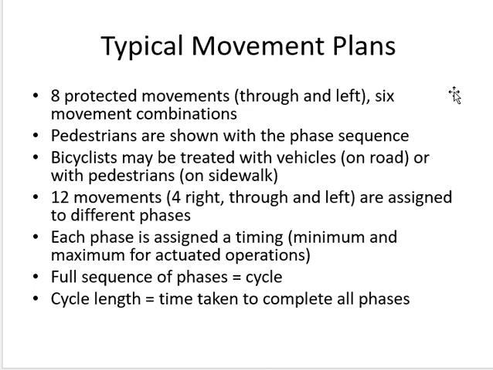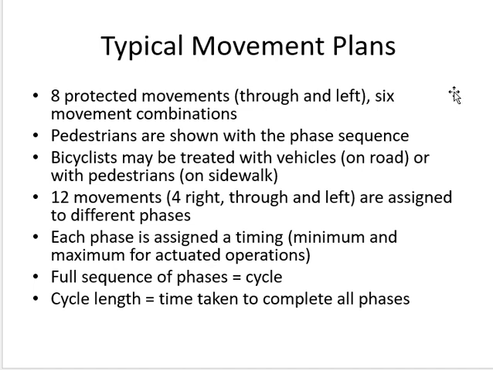You can have 12 movements which are assigned to the phases. Each green phase, each green time, can have some of these 12 movements, right, through and left. Each phase has a fixed timing if it is a pre-timed signal.